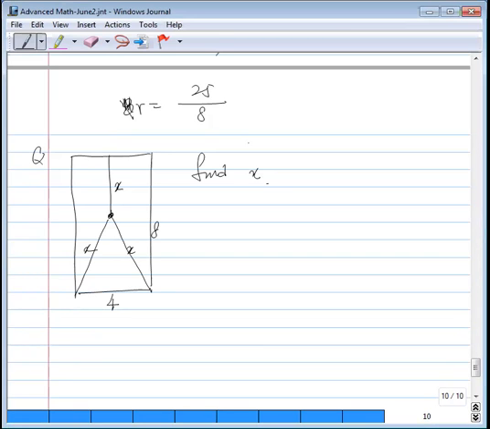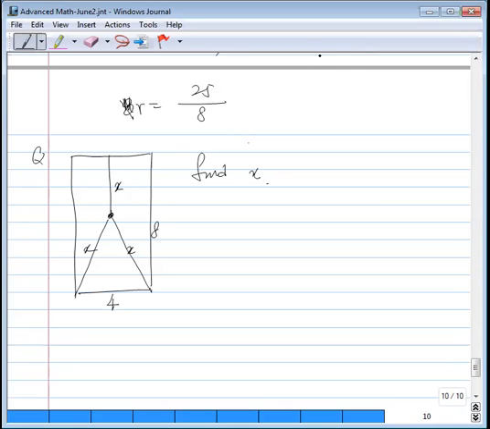X equals 17 over 4. Any different answer? Anyone? Anson? Michael Bao?